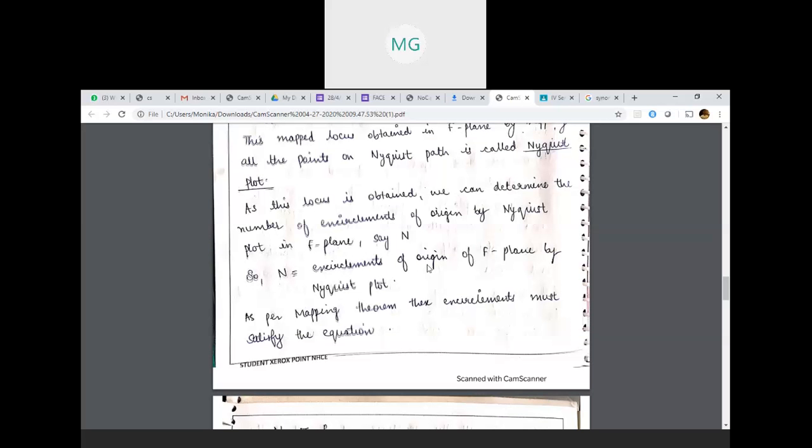Capital N denotes the encirclements of the origin of the F plane by the Nyquist plot. As per the mapping theorem, these encirclements must satisfy an equation. Now, what is the equation? N is equal to Z minus P. Have you understood till this point? If you have any doubts, you ask me. Whatever is required for your knowledge, as per the scope of the syllabus, we are trying to learn the Nyquist plot accordingly. So just focus on what I'm saying. If you have any doubt in that, you ask me.